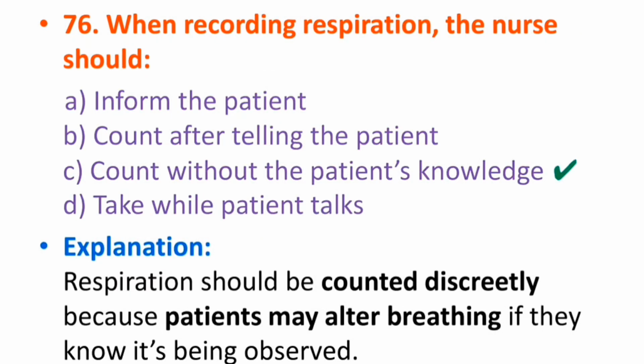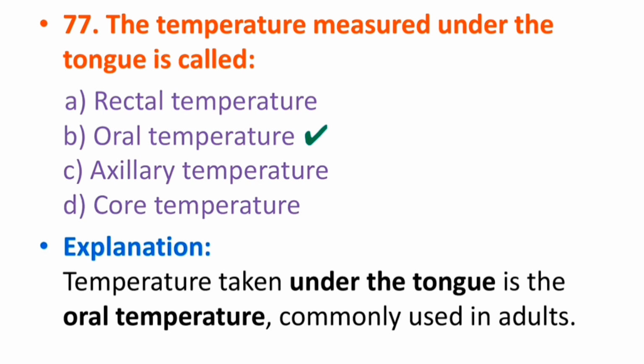When recording respiration, the nurse should: option A, inform the patient. Option B, count after telling the patient. Option C, count without the patient's knowledge. Option D, take while patient talks. The correct answer is option C, count without the patient's knowledge. Respiration should be counted discreetly because the patient may alter breathing if they know it is being observed.